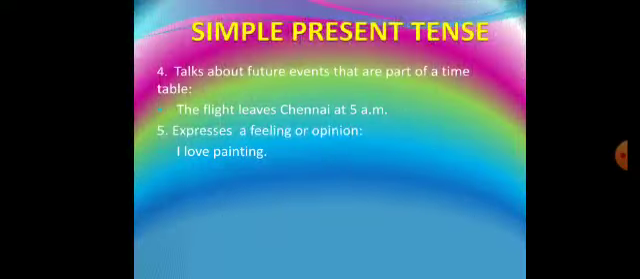Simple present tense talks about future events that are part of a timetable. For example, the flight leaves Chennai at 5 a.m. So this is something which is going to happen, a future event, and it is part of the timetable. So we generally use the simple present tense form. Simple present tense expresses a feeling or opinion, like I love painting, I love cooking. So it is someone's opinion or feeling, which is always used in simple present tense.